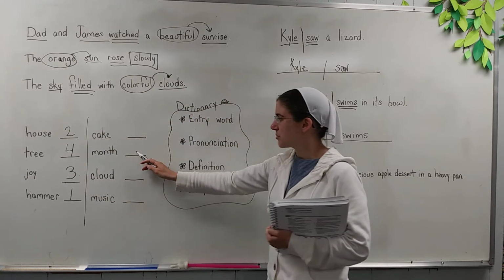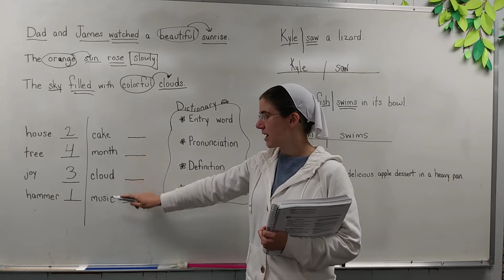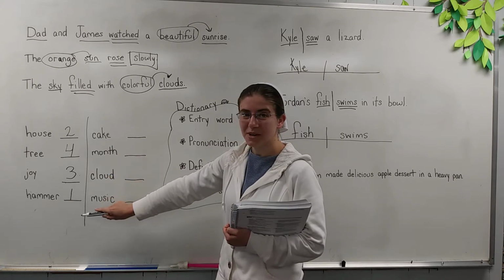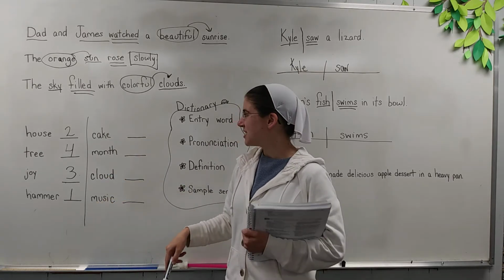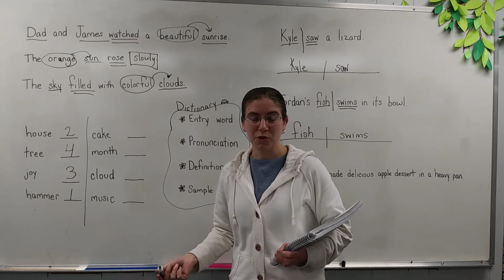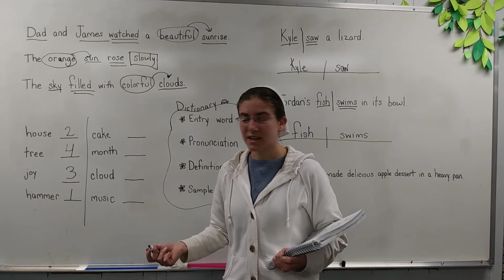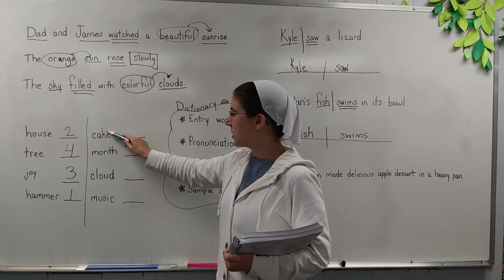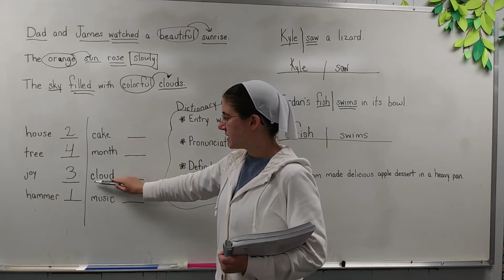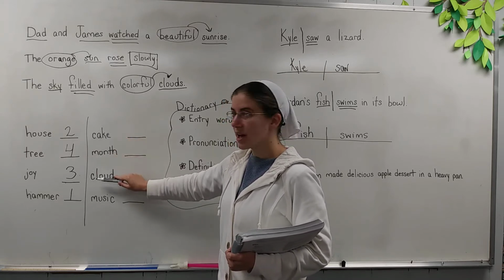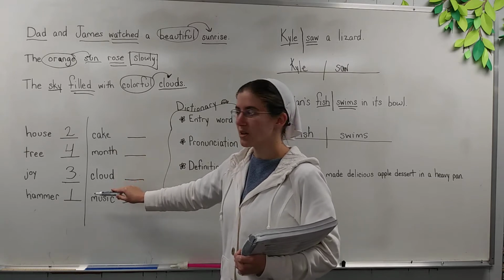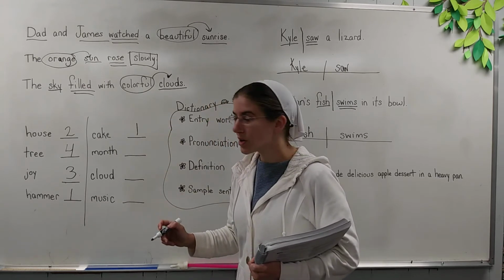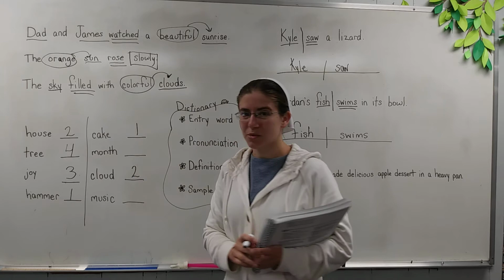Let's do another group. Cake, month, cloud, music. I have C, M, C, M. Two C's and two M's. So does C or M come first in ABC order? C comes first. So let's see which of our C words will be number one. C-A, C-L. Does A or L come first in ABC order? A comes first. That means cake is our number one word, and cloud is our number two word.